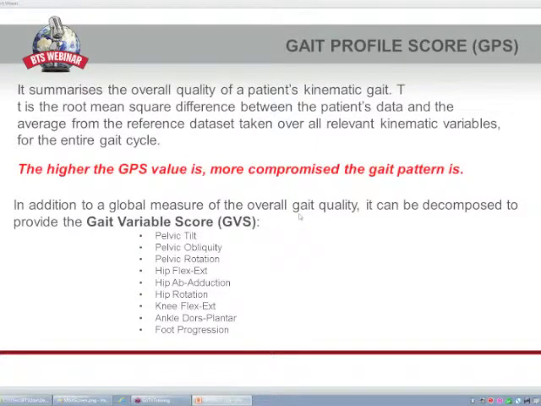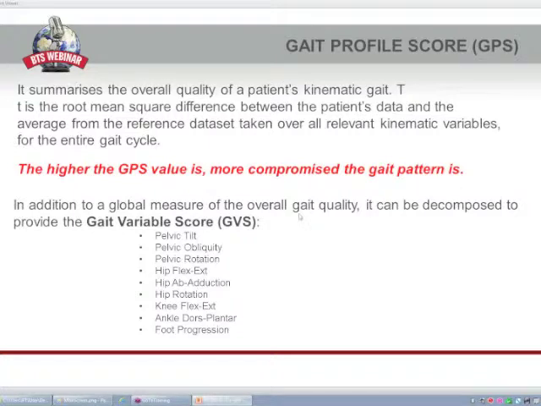But in addition to the GPS index as a global measure of the overall gait quality, like the GDI, this index can also be decomposed to provide the Gait Variable Score, or GVS, each of which is an index that measures the single gait variable deviation for each of the 9 key relevant kinematic variables used for the creation of the index, which are the pelvic tilt, the pelvic obliquity, the pelvic rotation, the flexion extension, and you can see the list of the variables used on this slide.